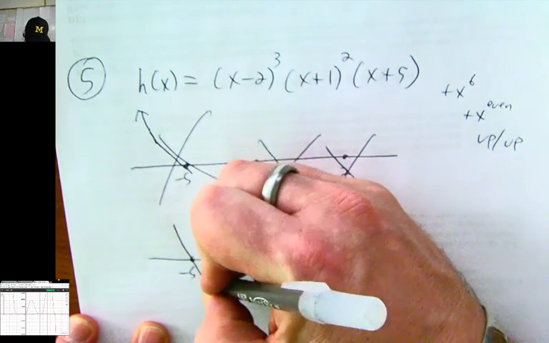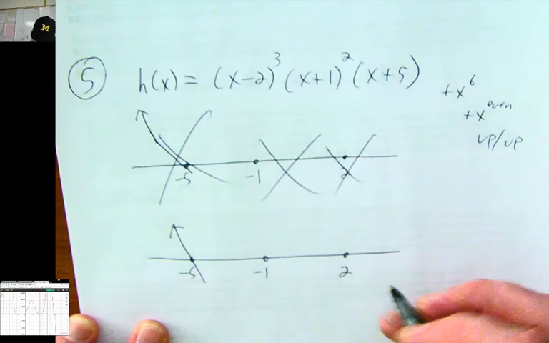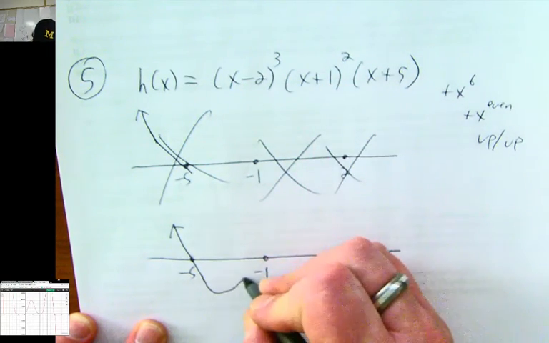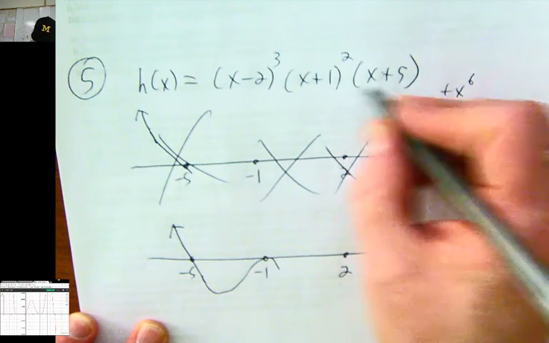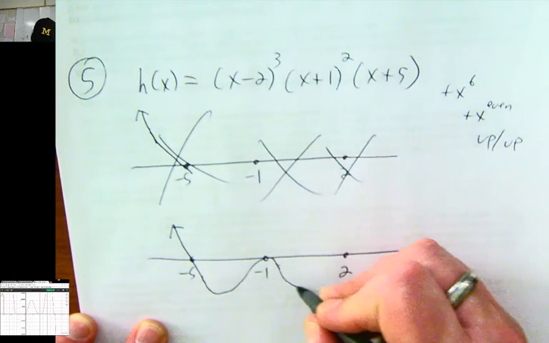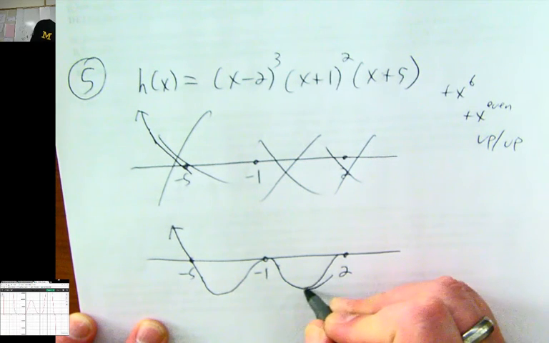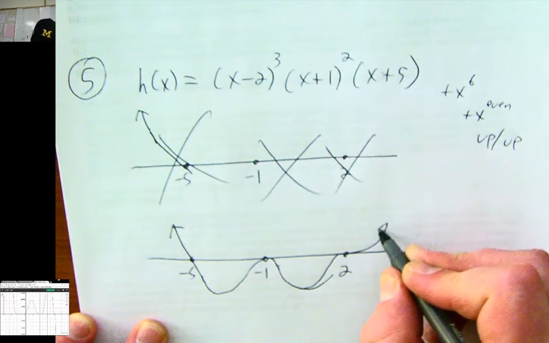Graph passes straight through at -5. -1 is to the 2nd power, so it bounces off. And +2 is to the 3rd power. Oh, so the 3rd power means it's going to do this slow down, speed up thing. So it's going to do something like that.